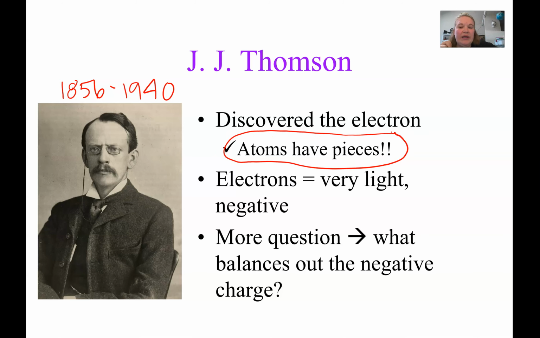Now, up until this point, everybody thought that atoms were indestructible, meaning it just was a solid sphere that didn't have pieces inside of it. And so this broke down John Dalton's atomic theory. It broke down what Democritus said. It's a brand new idea. And this electron that he discovered is very lightweight, and it has a negative charge. But this brought out more questions. Atoms aren't charged, so there has to be something that's balancing out this negative charge.